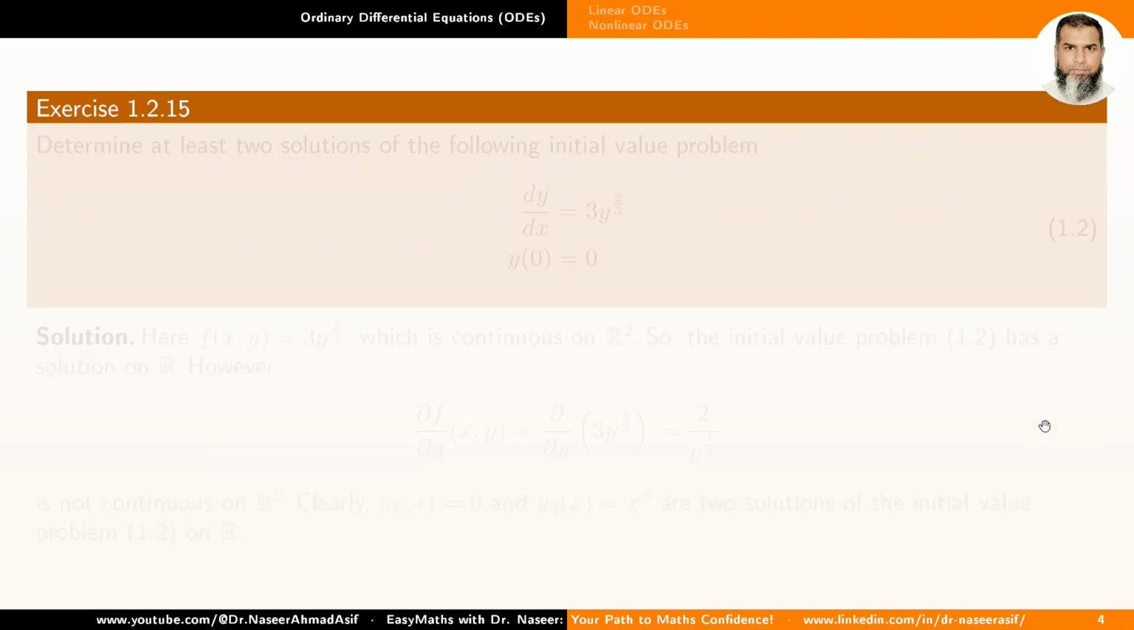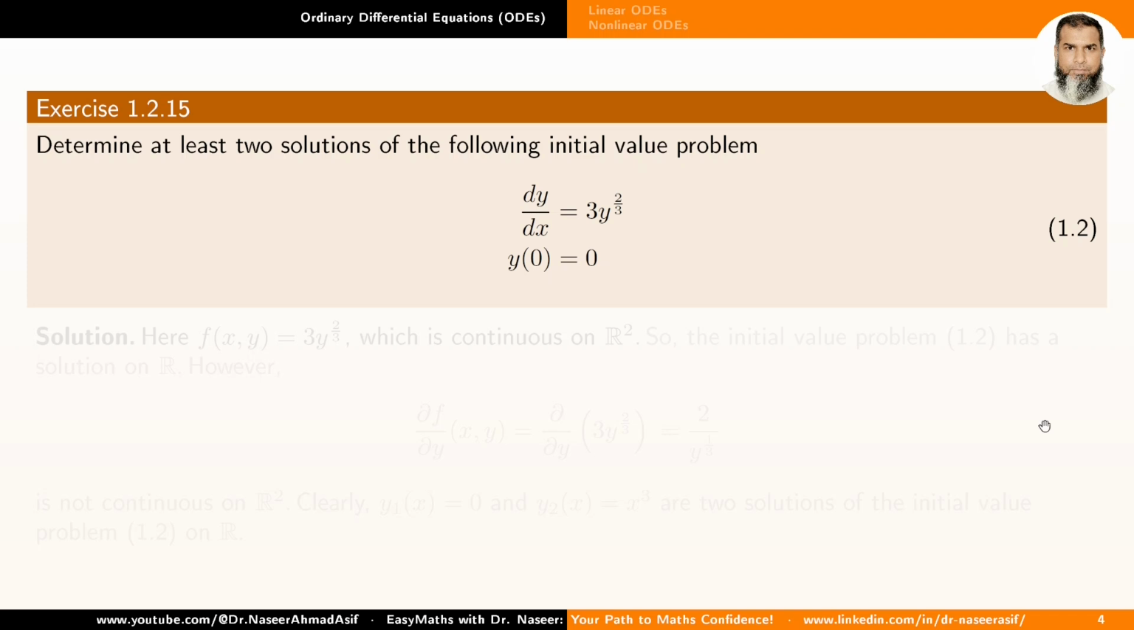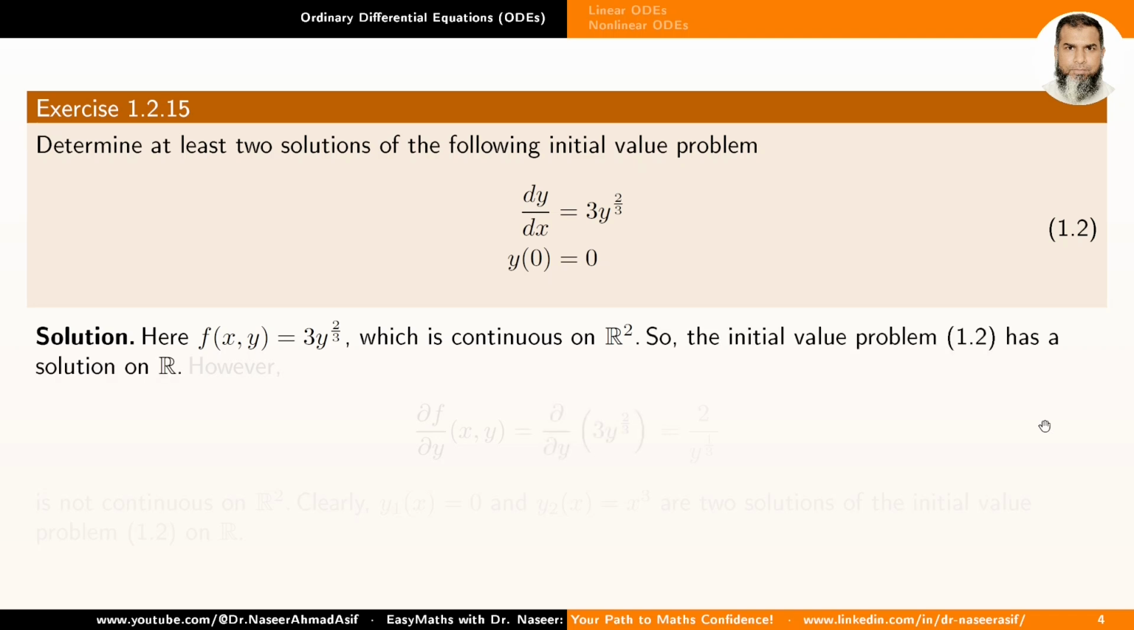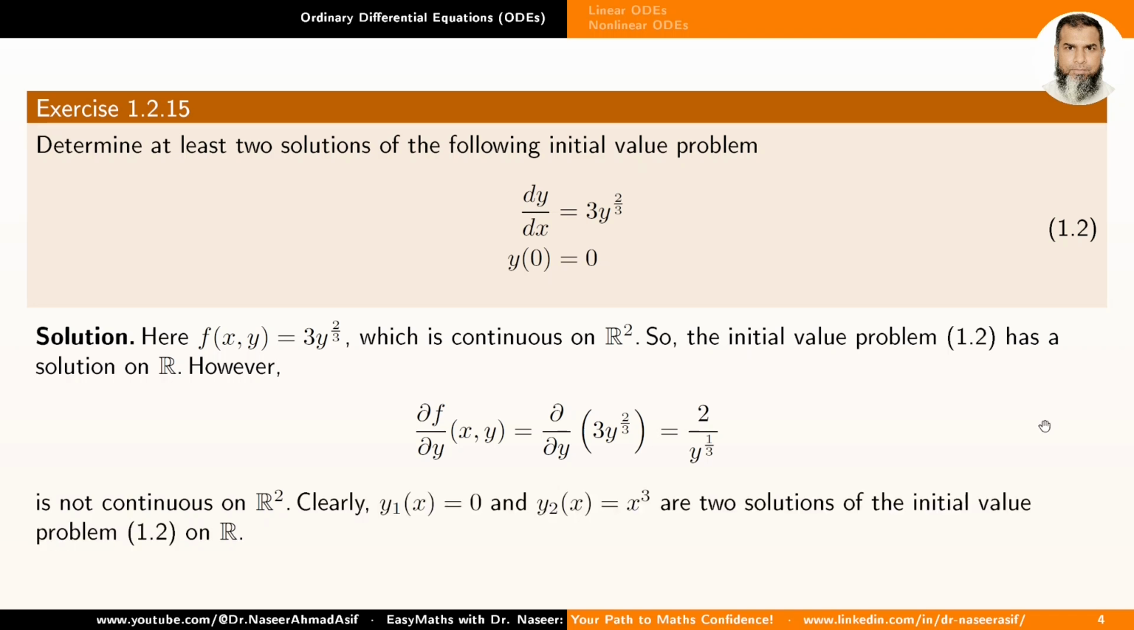We'll see an exercise. Determine at least two solutions of the following initial value problem: dy/dx = 3y^(2/3), also y(0) = 0. Solution. In this exercise, f(x, y) = 3y^(2/3), which is continuous on R^2. So the initial value problem 1.2 has a solution on R. However, partial f/partial y of (x, y) = partial/partial y of 3y^(2/3), which is equal to 2 over the cube root of y, is not continuous on R^2. Clearly, y1(x) = 0 and y2(x) = x^3 are two solutions of the initial value problem 1.2 on R.